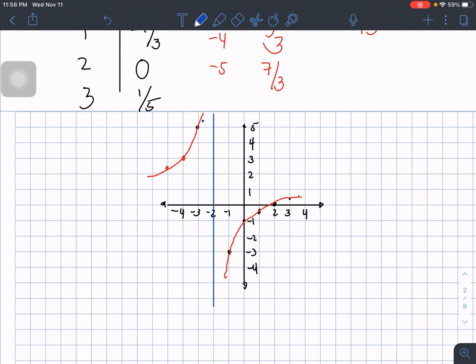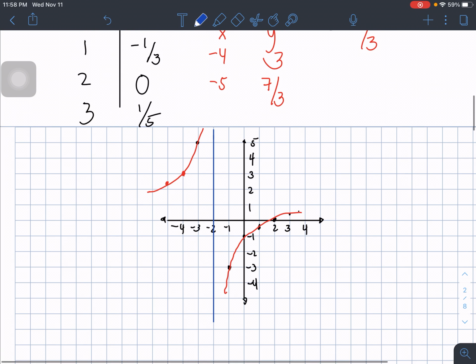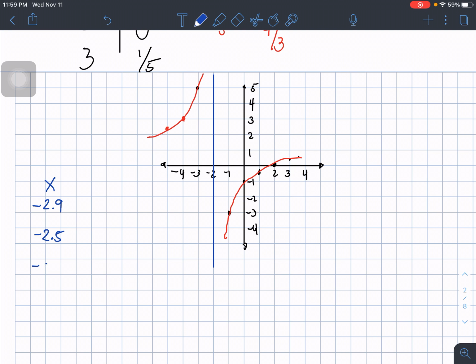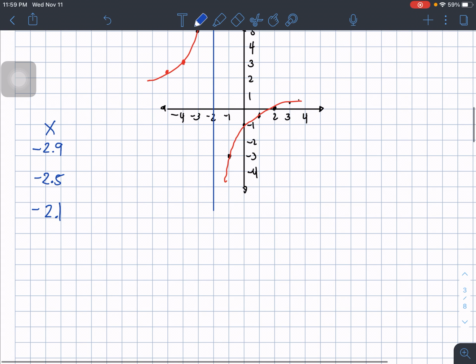So let's try to approach this part. From negative 3, let's have negative 2.9, negative 2.5, and let's try to close the values to negative 2.1. So we're just 0.1 away from negative 2. So negative 2.01 and closer, so this will be negative 2.001. Okay, so what will be the value of our y?